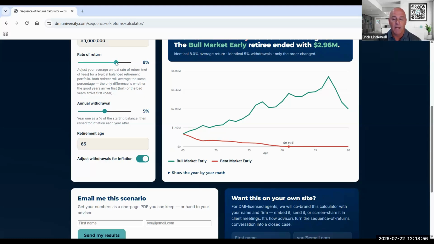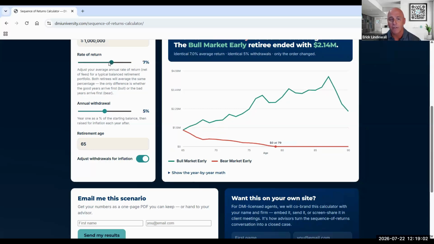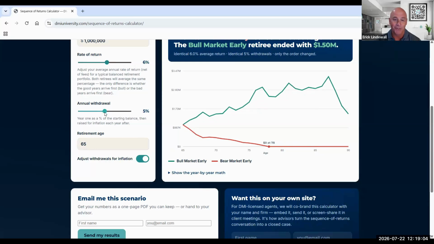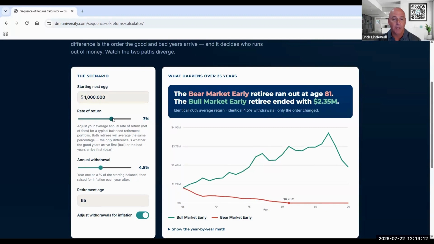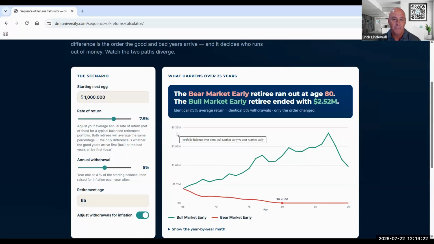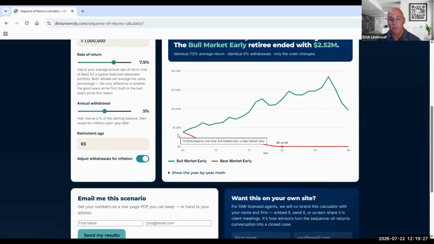Well, maybe we want to manage more conservatively so we don't have really bad years early. Well, what does that do? Let's back the return down. Let's back the withdrawal down. So you can really give a client a good visual example of outcomes based on luck. And I use that term importantly because while we can diversify and we can allocate based on what's going on in the market, quite frankly, none of us know when this bull market is going to end, or whether the next bear market is right around the corner.